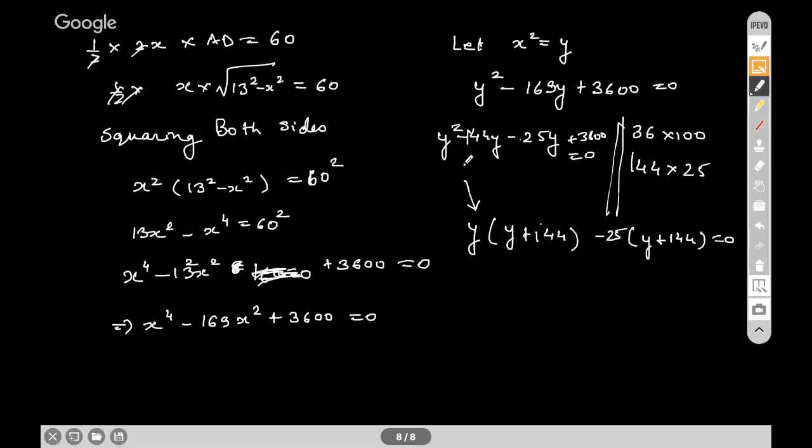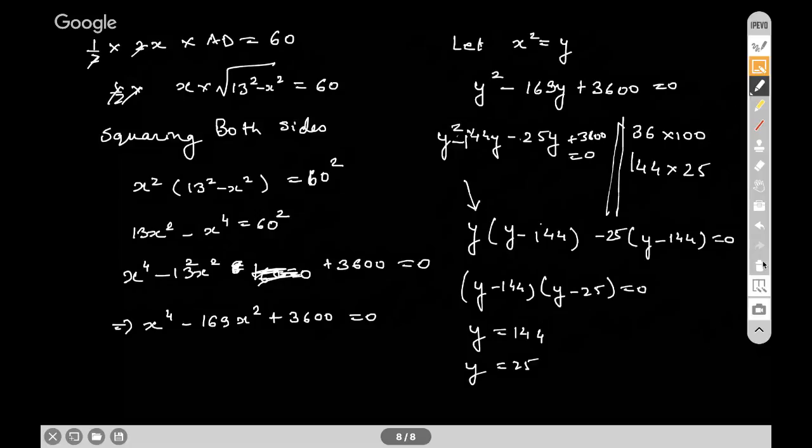Am I right? Oh, sorry. Wait a minute. There is a problem. You please write it very clearly. So it will not be plus. It will be minus. Right. And here also this is minus. So hence it is y minus 144 into y minus 25 equals 0. So either y is 144 or y is 25. These are the two possible solutions.